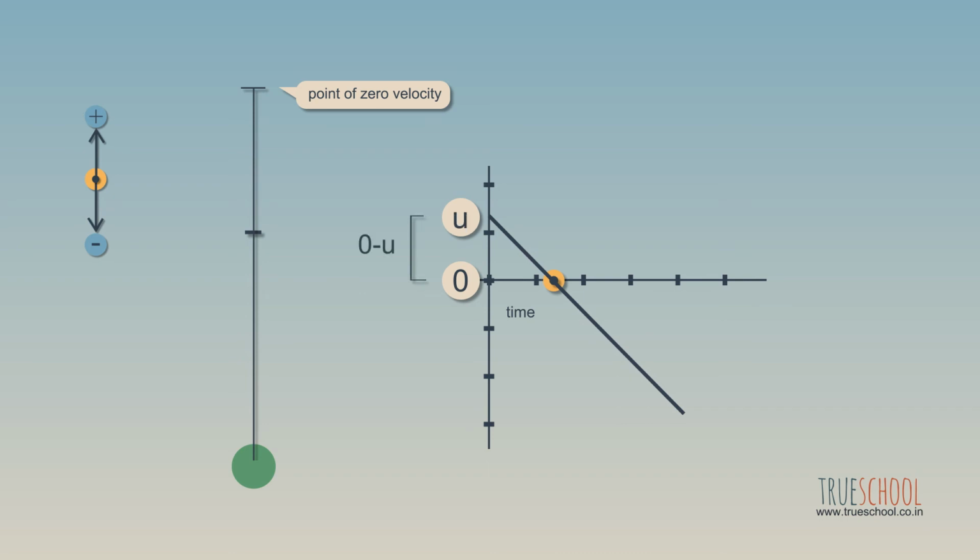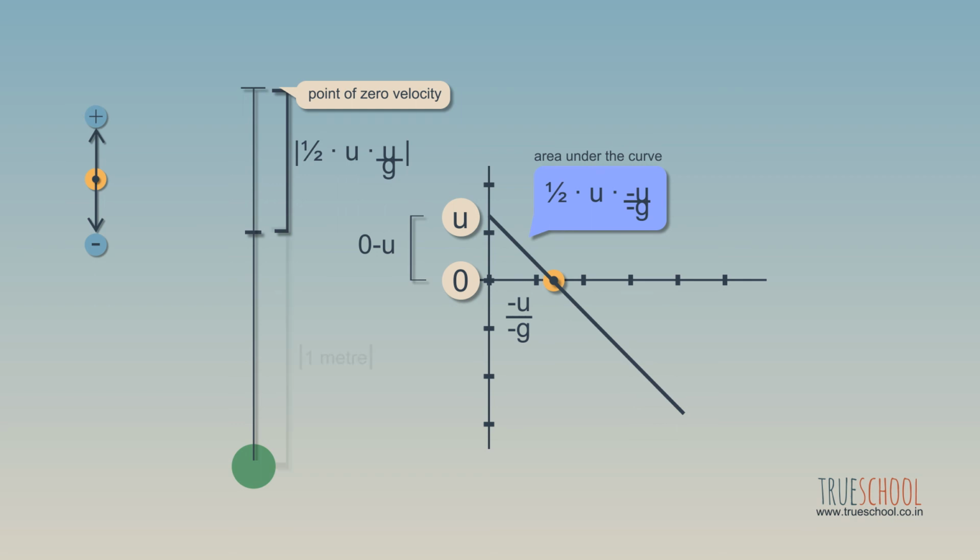We know the change in velocity at this point, hence the time. And as we know time and change in velocity, we know displacement too. Remember, this displacement is from the initial position, that is the starting point. If you are asked to find the height from the ground, you will have to add this 1 meter also. Well, that was about it.